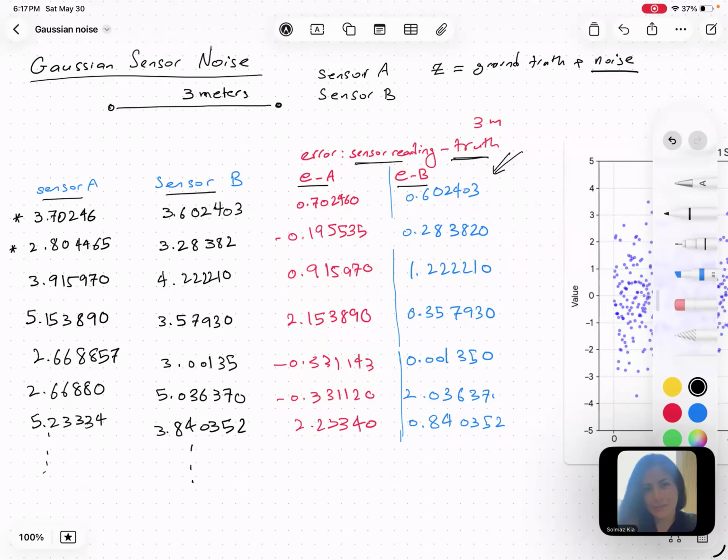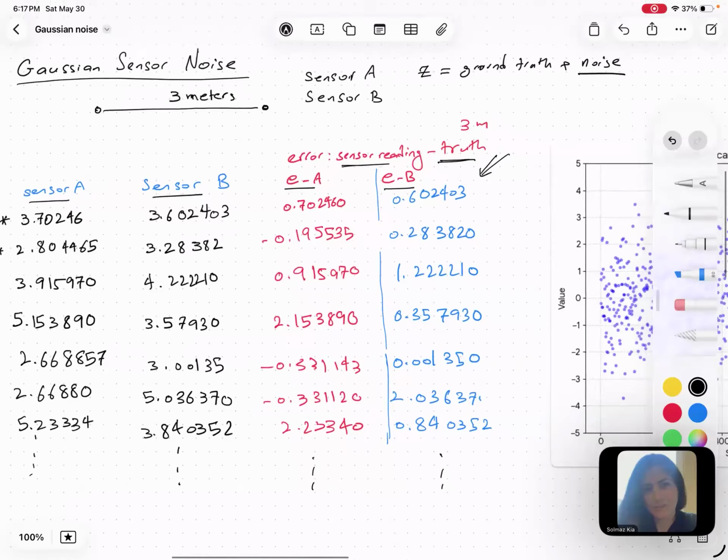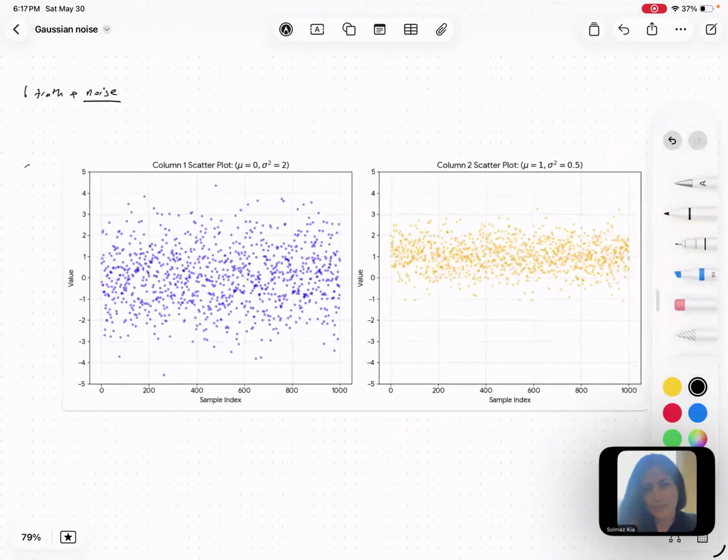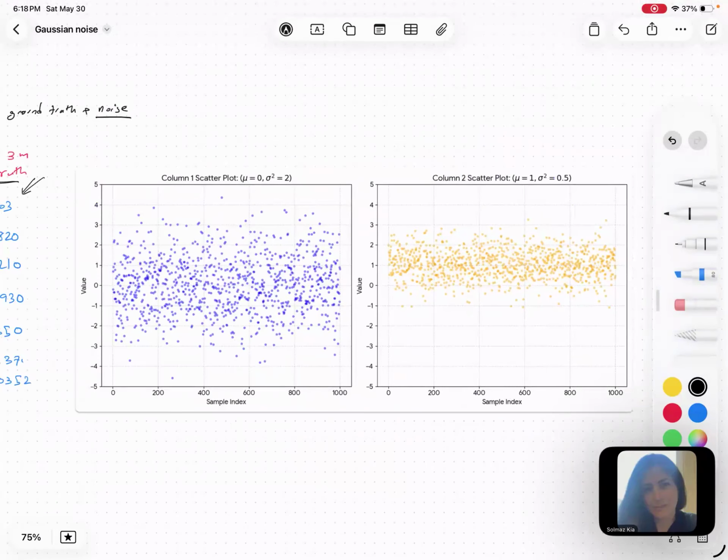When I look at these numbers, it's a little hard to see which one is more accurate, and these are not enough samples. We have to collect more data. So let's say for these sensors, we have collected 1,000 measurements. And what you see in these plots, this is for sensor A, and this is for sensor B.